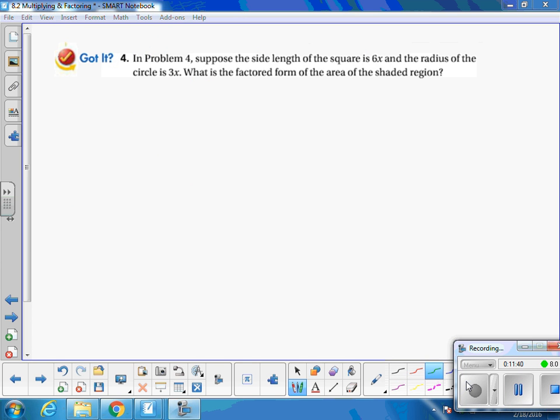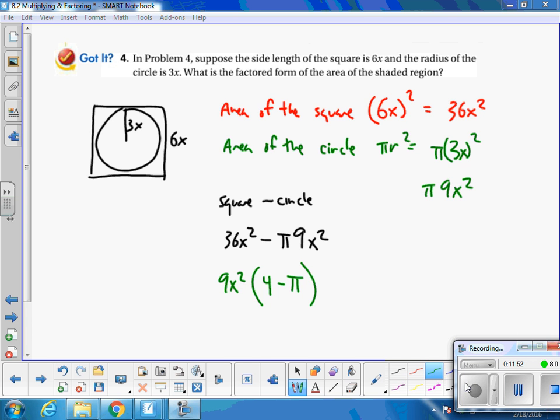I want you to try it on this one. So press pause, see if you can play it out on this guy. And ultimately, when you get your two expressions, we go ahead and factor them out as well.